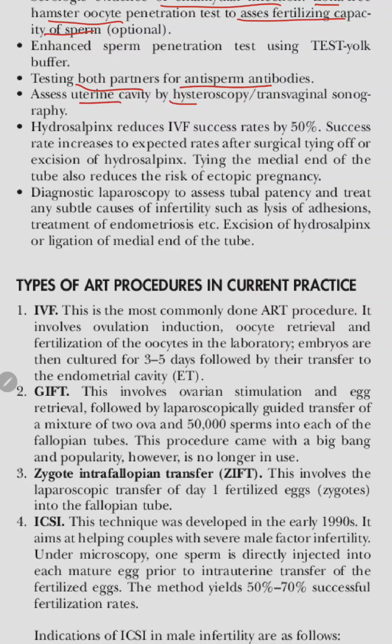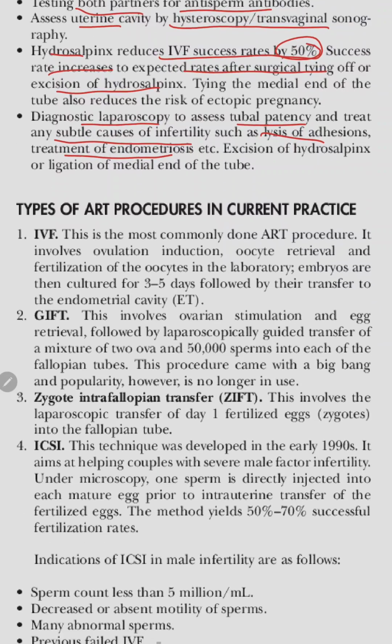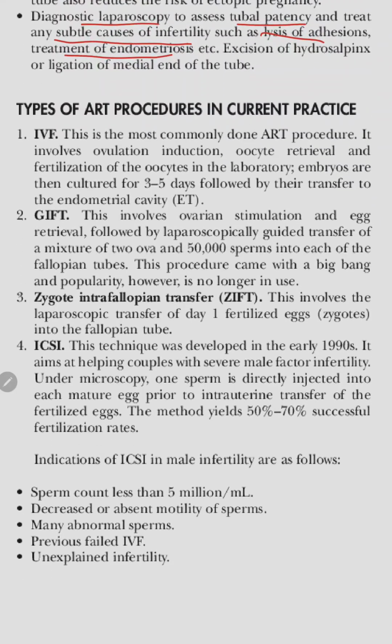Assess the uterine cavity by hysteroscopy or transvaginal sonography. Hydrosalpinx reduces the IVF success rate by 50%. Success rates return to expected rates after surgical tying off or excision of the hydrosalpinx. Diagnostic laparoscopy to assess tubal patency and treat any subtle causes of infertility, like lysis of adhesions, treatment of endometriosis, etc. Types of ART. IVF.